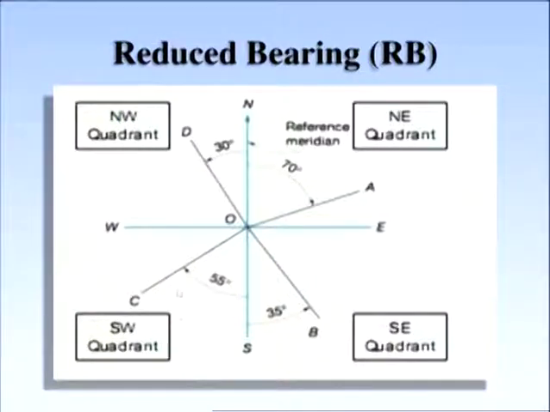Similarly, in the third quadrant, suppose the line is OC. OC is our survey line, and if we are measuring an angle of 55 degrees toward the west, that is south 55 west. That means south is the reference line, and toward the west our survey line is at 55 degrees. In the same way, if the line is in the fourth quadrant, the line is OD and the angle measured is 30 degrees, then we simply write north 30 degrees west. That means from the north toward the west, the angle is 30 degrees.